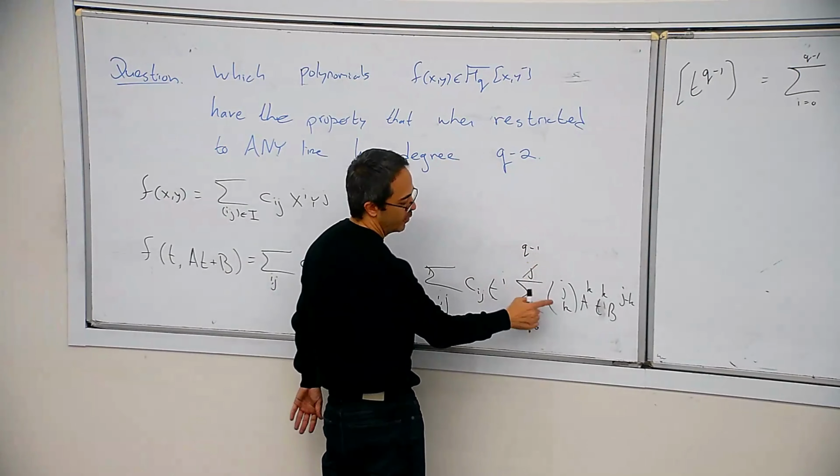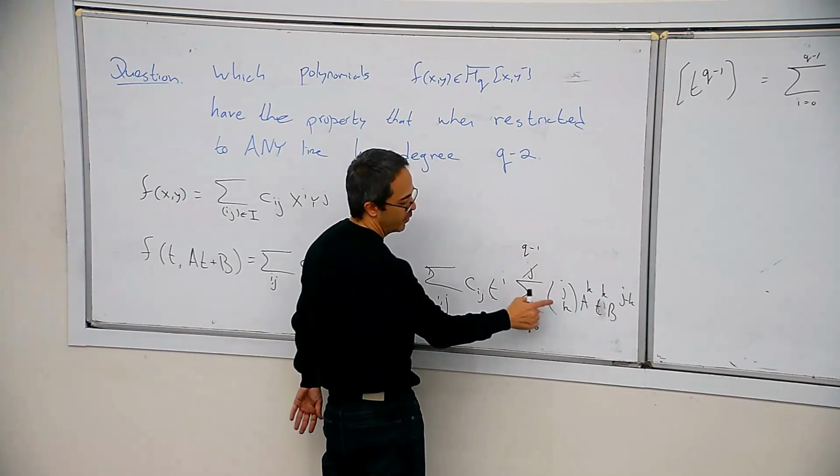Sorry? Can you say it again? Yes, so what I want is for i plus k to be q minus 1, but k may not necessarily go up to q minus 1, because it goes up to j. And I don't want to split this into two cases.